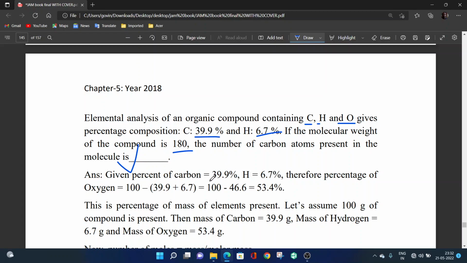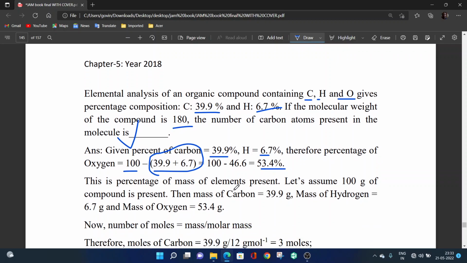So it says given percentage of carbon is 39.9. That means out of 100, 39.9 is carbon, hydrogen is 6.7. So how much is oxygen? 100 minus this plus this, so that is 53.4%. So let's find out the percentage mass of the elements, because just by seeing this percent composition, what they give here is mass percentage. By mass we cannot make out anything.